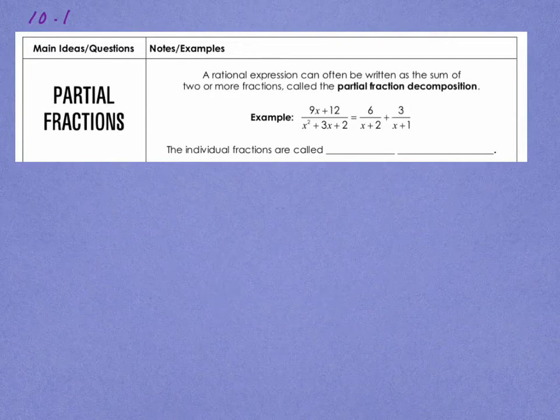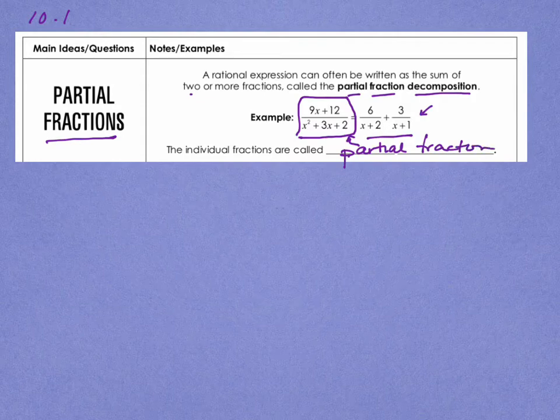So we're talking about something called partial fractions. You have this rational expression right here, and it can be written as the sum of two or more fractions, okay? This process is called partial fraction decomposition. It's the same fraction. If we were to multiply this and get common denominators, this is what we would get. So it's like going backwards from getting a common denominator to actually breaking it back apart.